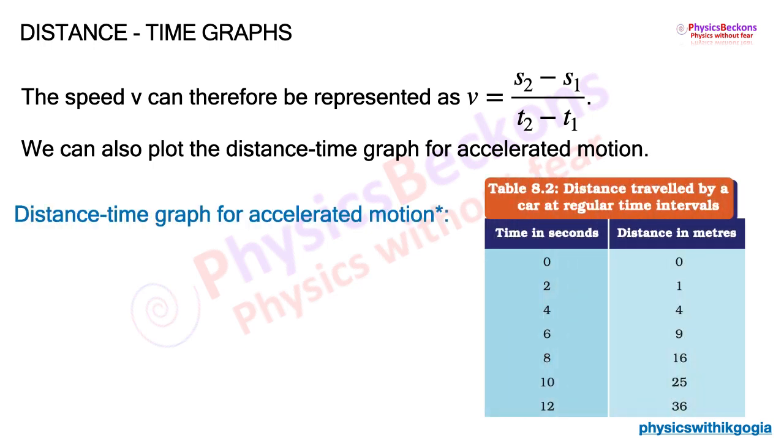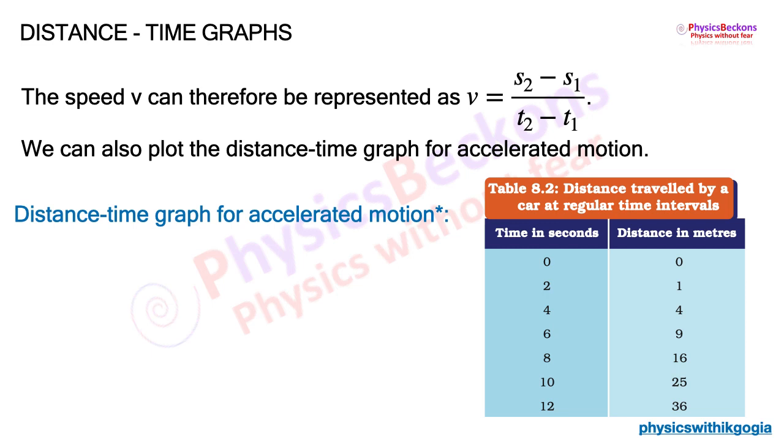Here is an example. In this table, you have in the first column time in seconds. In the second column, we have distance in meters, which represents the distance traveled by a car at regular intervals of time. As you can see, from 0 to 2 seconds, the car has traveled a distance of 1 meter. From 2 to 4, it has traveled 3 meters, because it has moved from 1 meter position to 4 meter position. 4 to 6, it has covered another 5 meters, because it has gone from 4 meter distance to 9 meter distance, and so on.